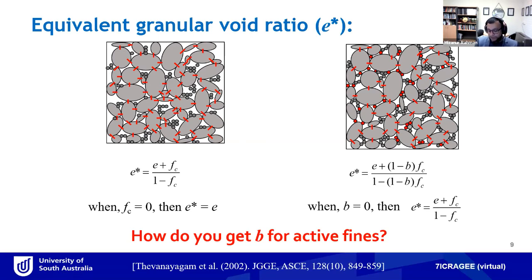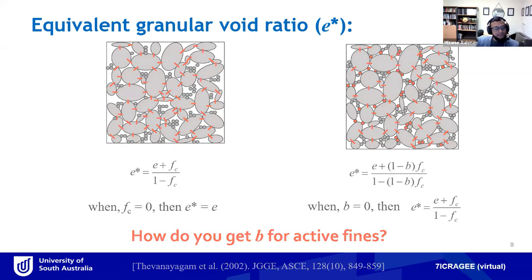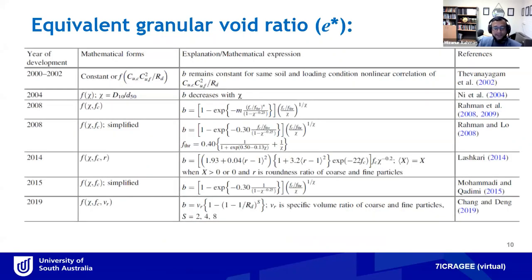So what do we have to do? We have to find some test data and try to find out what the equivalence would be. I will not talk about this today, but I will show you the history of the development. So when Thevanayagam first presented this e-star equation with b, he assumed about 1/4 of fines would be active. So b equals 0.25, and it's constant. It doesn't vary with fines content.